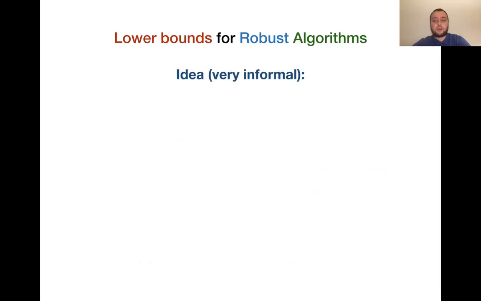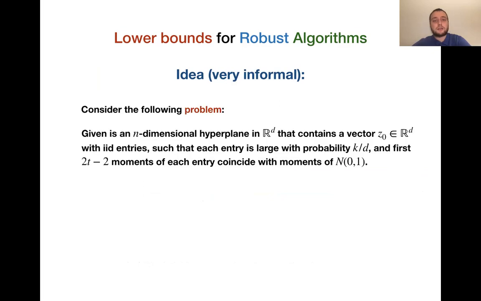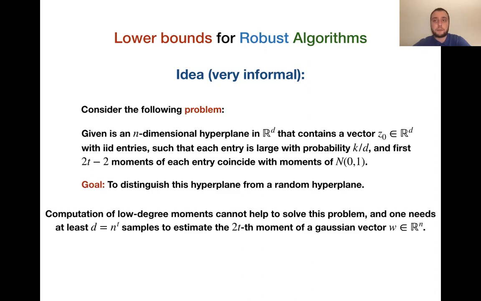So here is a very informal, brief sketch of the idea of how to construct this distribution over the adversaries. Consider the following problem. Given an n-dimensional hyperplane in d-dimensional space that contains a vector z0 with IID entries, such that an entry is large with probability k over d, so reasonably large, and such that the first 2t minus 2 moments of each entry coincide with moments of the standard Gaussian distribution. The goal is to distinguish this hyperplane from a random hyperplane.